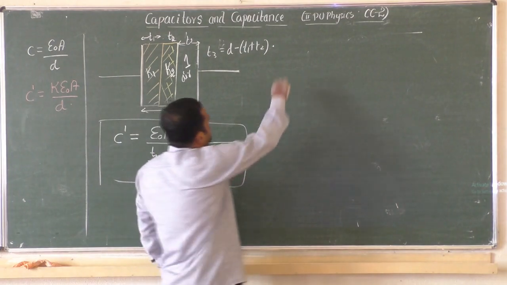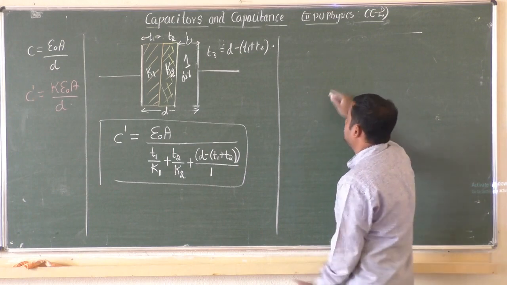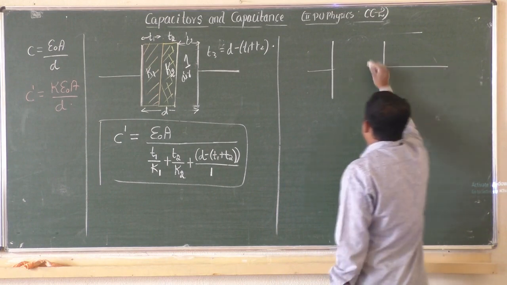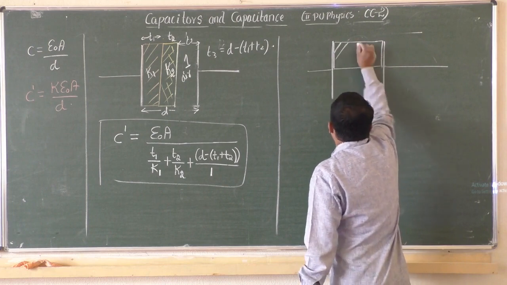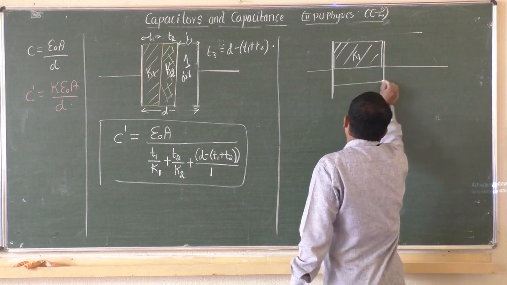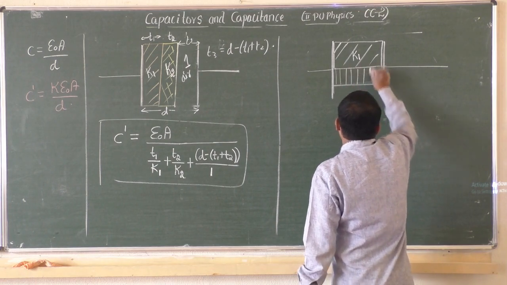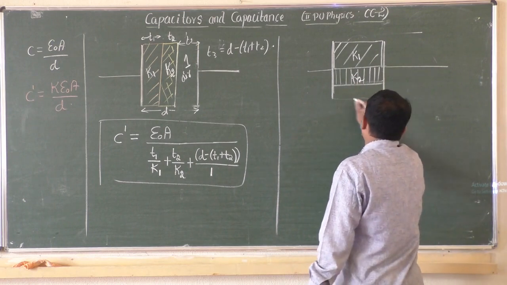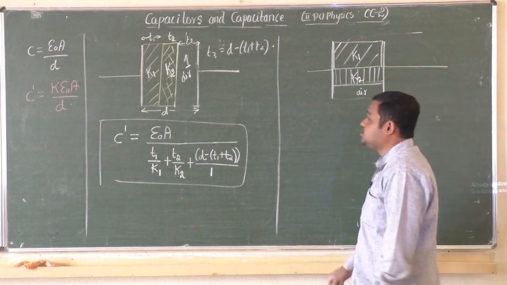Okay, next, one more possibility. If the dielectric medium between the plates of capacitor is filled like this, one medium of dielectric constant K1, another medium of dielectric constant K2. In the third region, I'll simply leave that region. That means in this region there will be air. If this is the case, what is the difference?